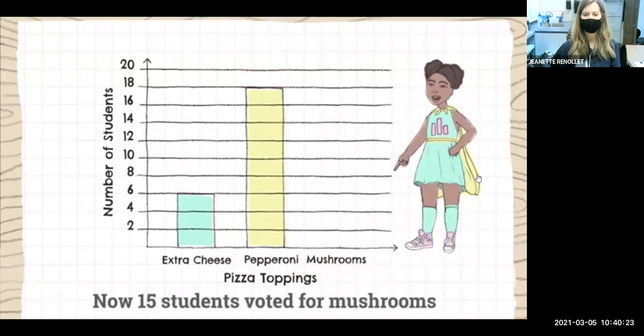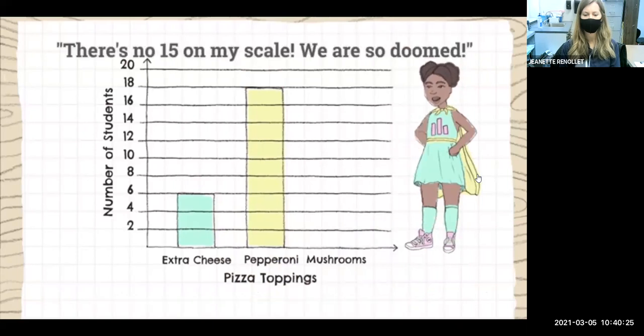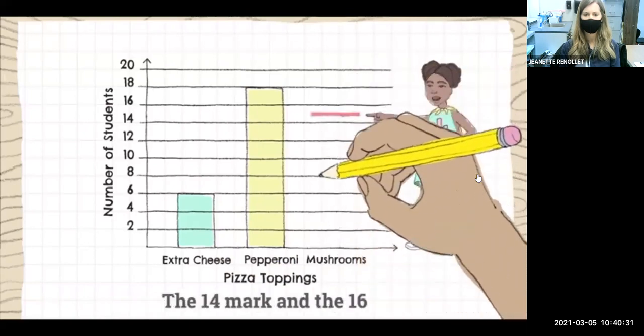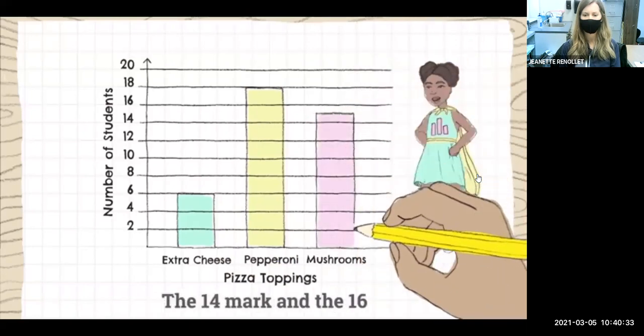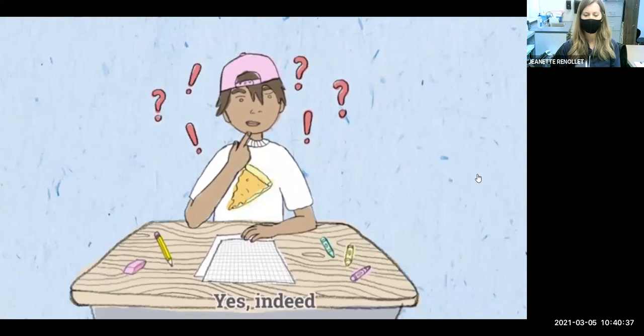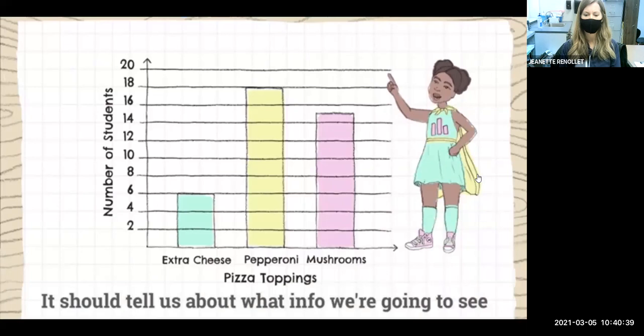Now 15 students voted for mushrooms. There's no 15 on my scale. We are so doomed. Chill, we just stop halfway between the 14 mark and the 16. Oh, should my graph have the title? Yes, indeed, it should tell us about what info we're gonna see.